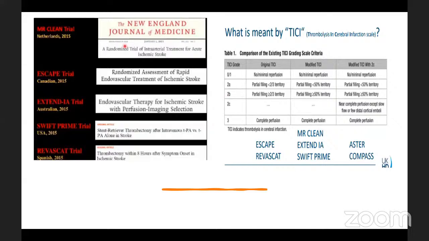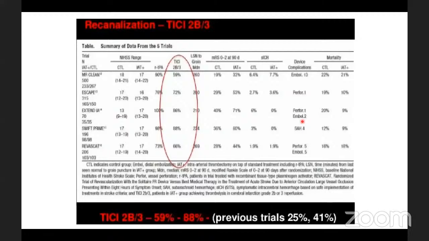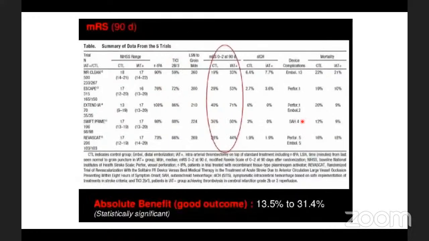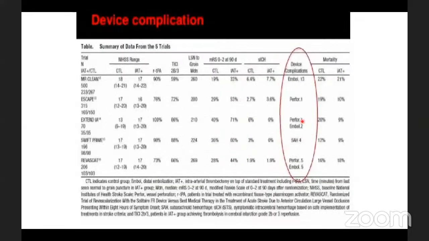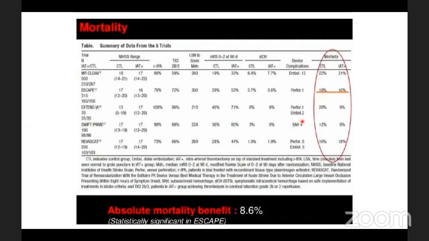Coming to 2015, all these trials were done in various parts of the world, Netherlands, Canada, Australia, USA, Spain, under different ethnicities of population, and showed great results in getting TICI 2B, 2C or 3 grade scales, and eventually established mechanical thrombectomy as a standard of care. The recanalization rate showed the trial was successful, as did the mRS scale and trial outcomes. ICH showed no significant difference from the control arm. The device has mild complications, like embolization, perforations, ischemia and ICH, and also has a mortality benefit.